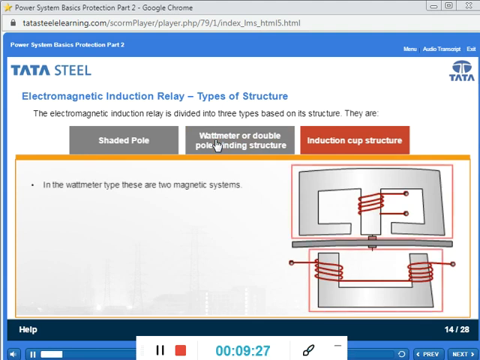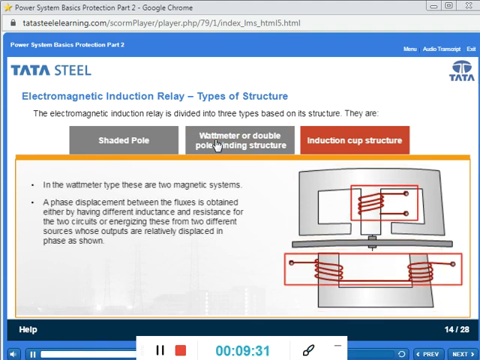In the wattmeter type, there are two magnetic systems. A phase displacement between the fluxes is obtained either by having different inductance and resistance for the two circuits or by energizing these from two different sources whose outputs are relatively displaced in phase, as shown.